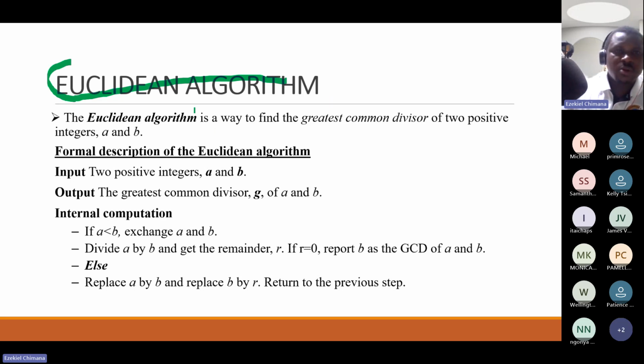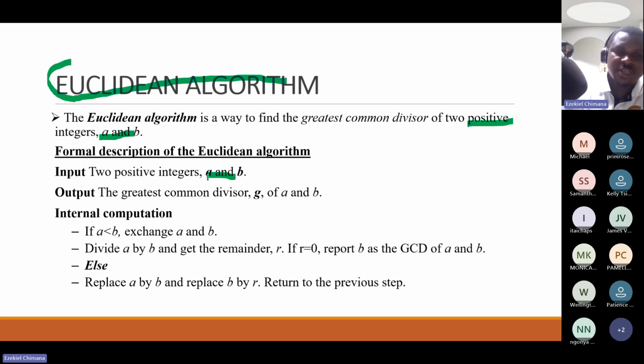So the Euclidean algorithm is a way to find the greatest common divisor of two positive integers A and B. So the first thing, they must be positive numbers, positive integers. If you are given two positive integers, how does this algorithm work? This is the formal description of the Euclidean algorithm. First thing is that you need to input two positive integers, A and B.